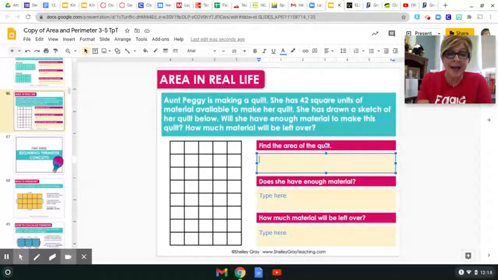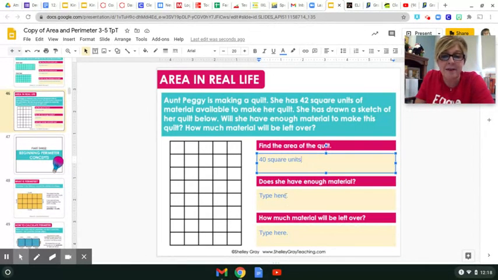Okay, if you said once you multiplied that the area was 40 square units, then you were correct. 5 times 8 is 40. So this is her quilt.